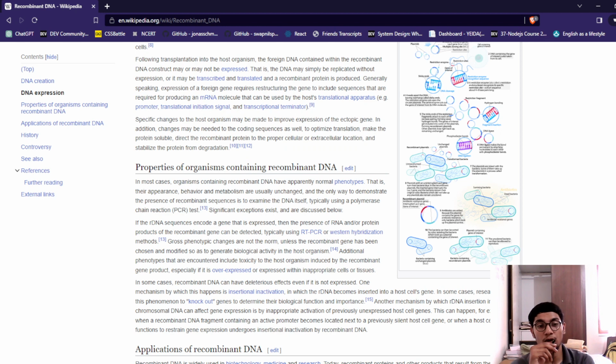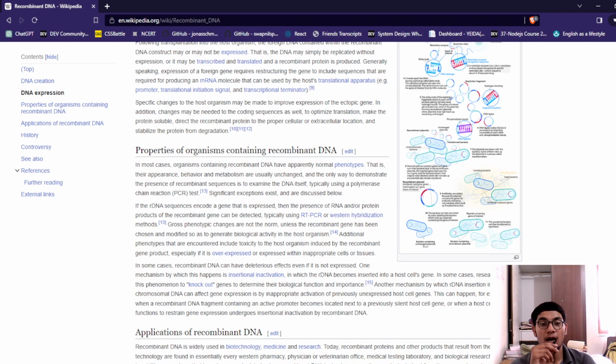In most cases, an organism containing recombinant DNA has an apparently normal phenotype. That is, their appearance, behavior, and metabolism are usually unchanged, and the only way to demonstrate the presence of recombinant sequences is to examine the DNA itself, typically using polymerase chain reaction. Significant exceptions exist and are discussed below.